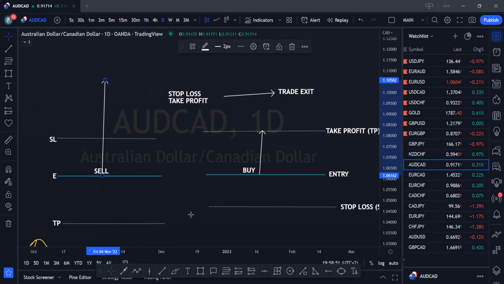So let's go back into our MetaTrader 5 right now and show you the price point that you can use for your stop loss and take profits.